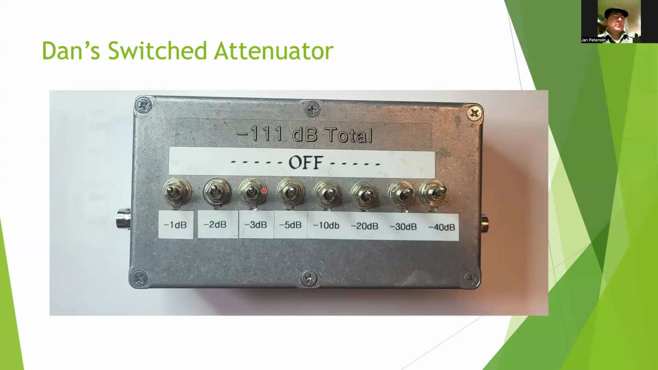But basically, this is a completely passive device. There's no power involved in there. You hook up your antenna cable on one end, you hook your radio up on the other end, you dial in the attenuation that you want, and there you have it. And so when you're using this in a fox hunt, for example, as you get closer to the fox, you want more attenuation. So you flip on another switch and increase your attenuation.